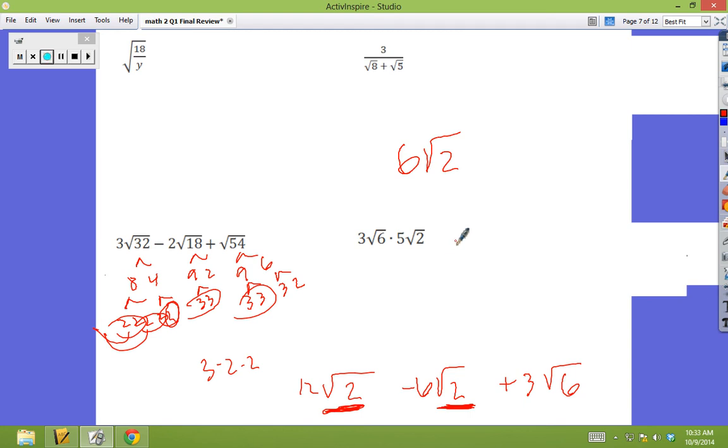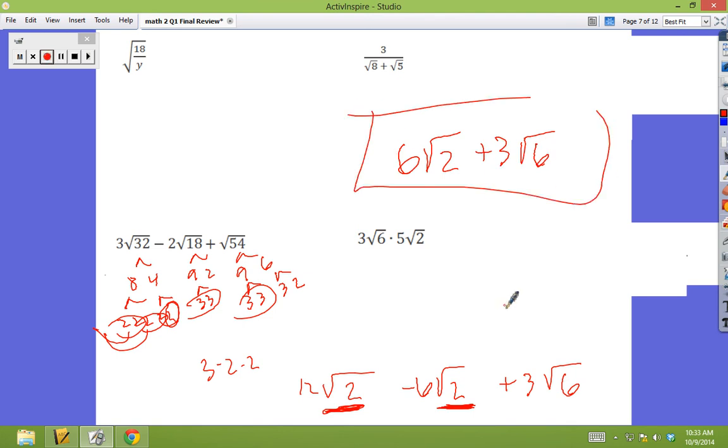And then what do we got? 3 square roots of 6. That is a totally different shape of tile, so you cannot combine them together. Your final answer's got to be that. I hope. I'm pretty sure. Let me look it over. Did we do it right? I think so. I think everything looks good.